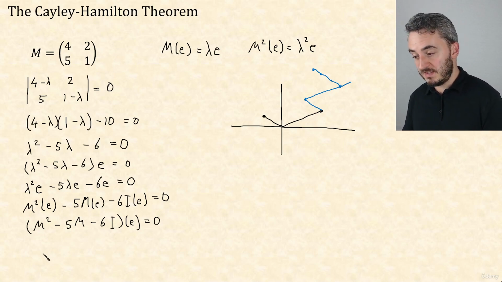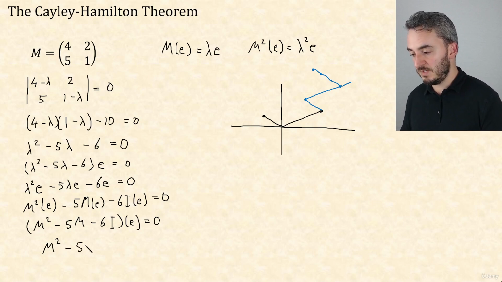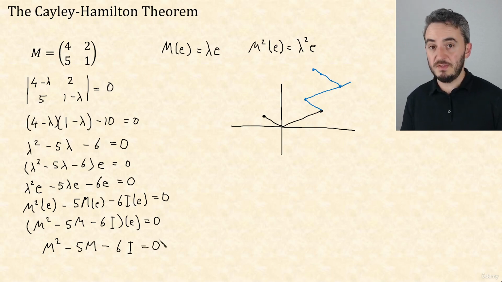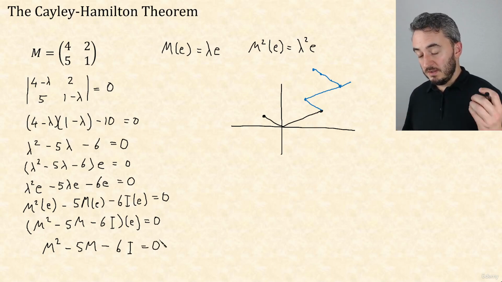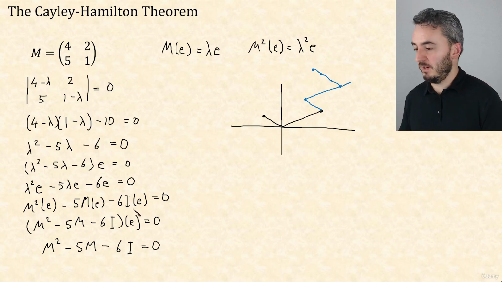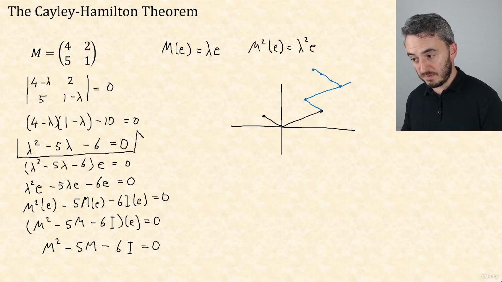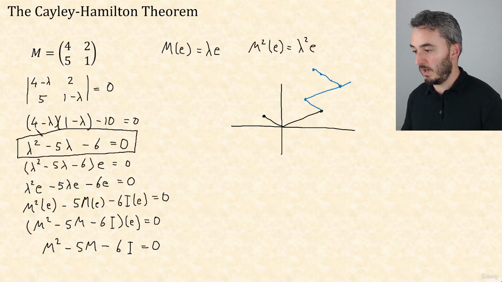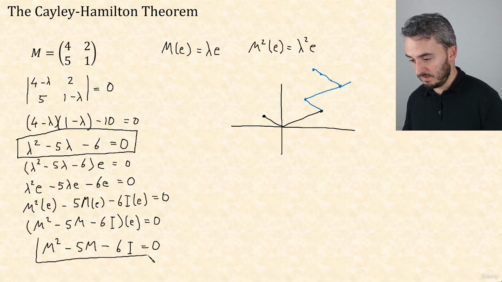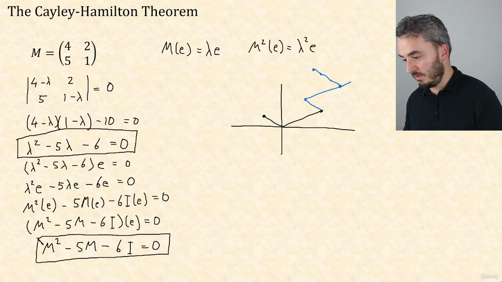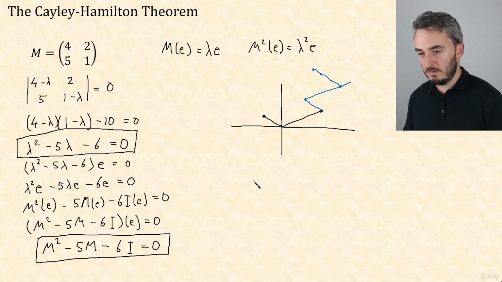Zeros everywhere. So this tells me that m squared minus 5m minus 6i is 0. And by 0, I mean the zero matrix, 0 everywhere. So this is the Cayley-Hamilton theorem. The Cayley-Hamilton theorem says that if you take your characteristic equation, which is your equation formed to find eigenvalues, and you just replace your lambda with m itself, you will get the zero matrix. Now, that's a bit counterintuitive, and also we don't yet know why that's useful. I'll come on to that in a moment, but let's just check that out.